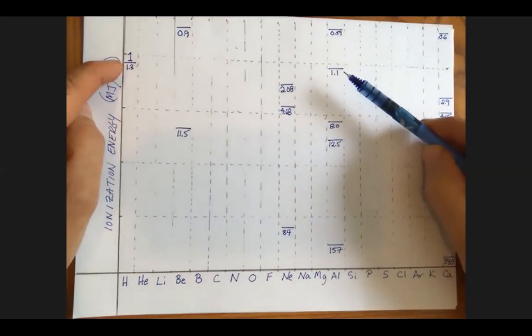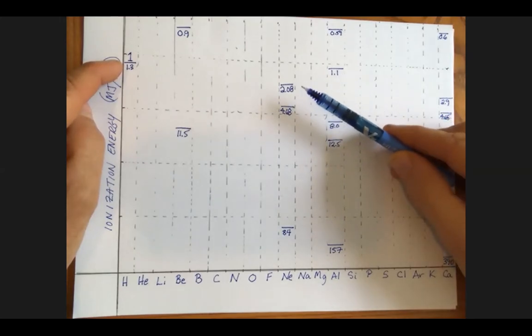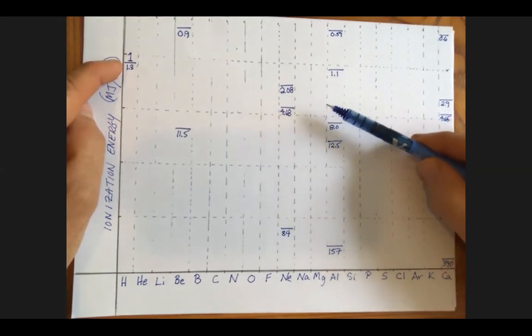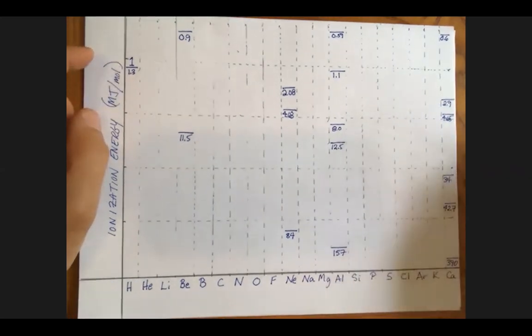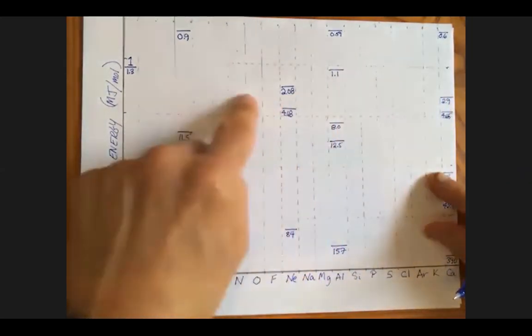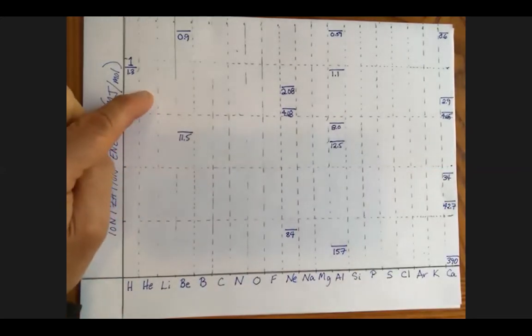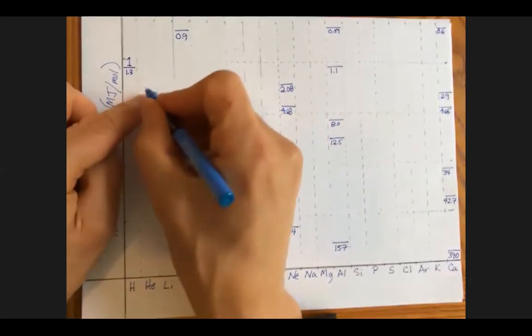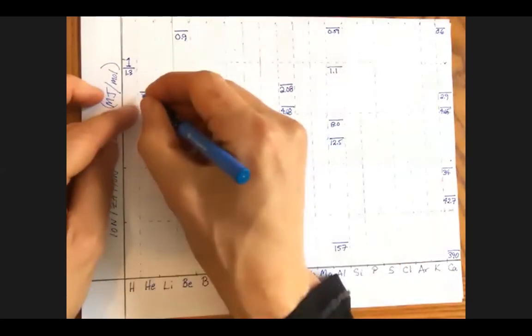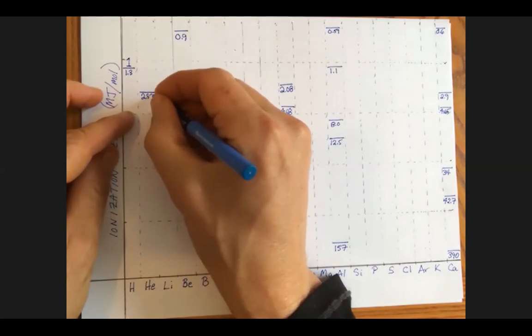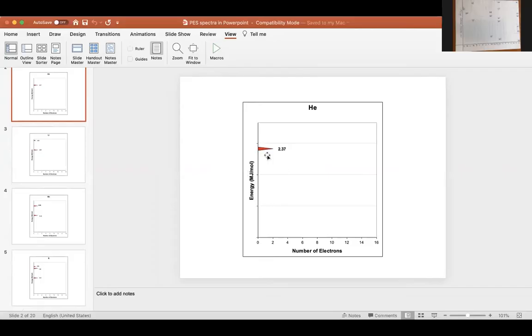Here's 1.1, here's 2.8, here's 4.18, here's 2.9. So 2.37 should be somewhere near where my finger is now. So what I'm going to do is come over here at 2.37, and draw a line. And I'm going to write 2.37 underneath it. So how many electrons does helium have at 2.37?